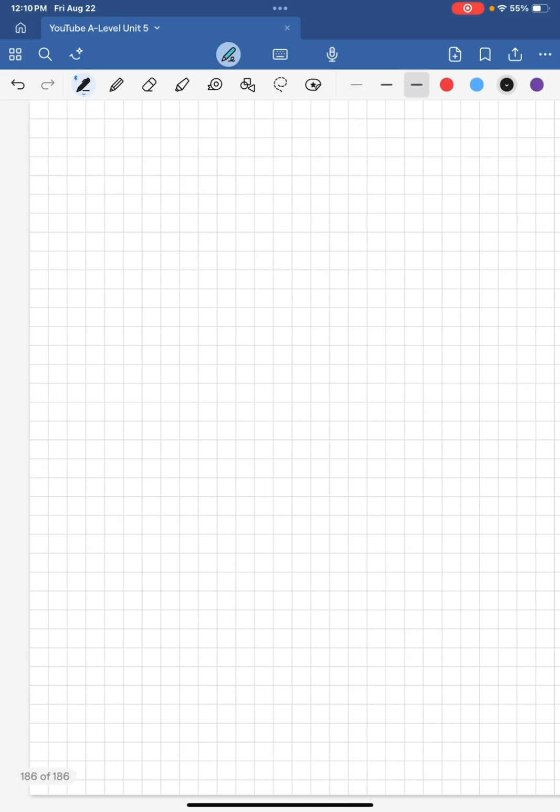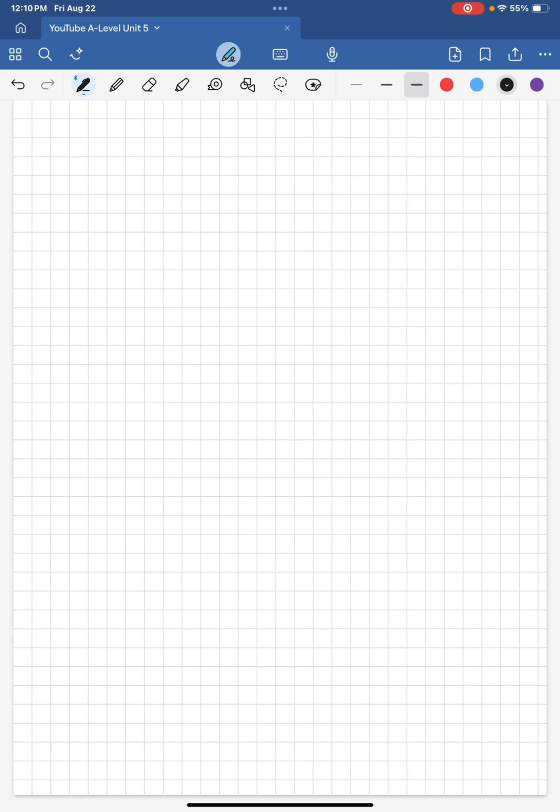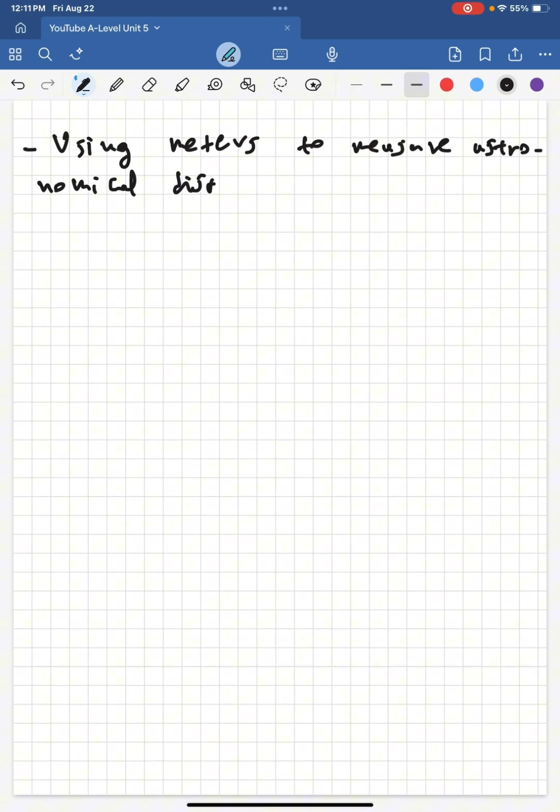Now, before we move on, it's good to talk about units that are used to measure astronomical distances. Using meters to measure astronomical distances is inconvenient.